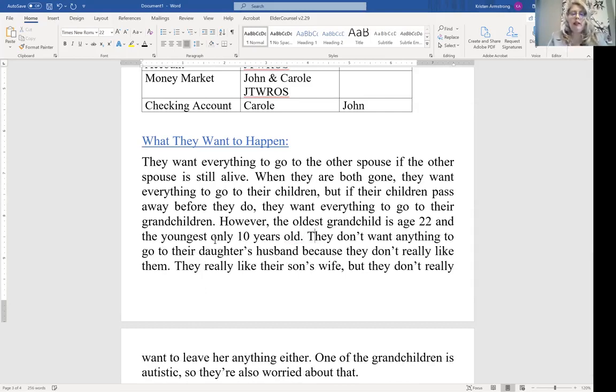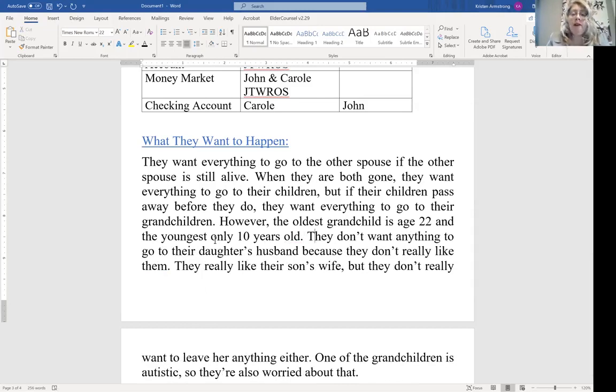I'm going to change this a minute here. They don't want anything to go to their daughter's husband because they don't really like him. And they do really like their son's wife, but they don't really want to leave her anything either. One of the grandchildren is autistic, and they're also worried about that.